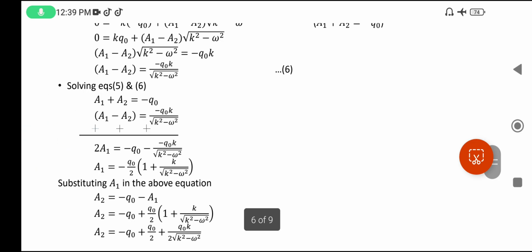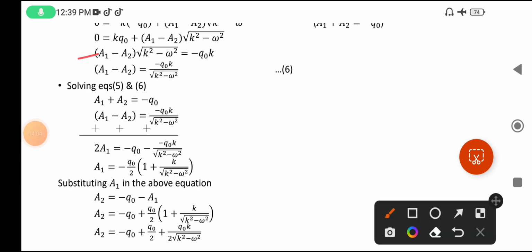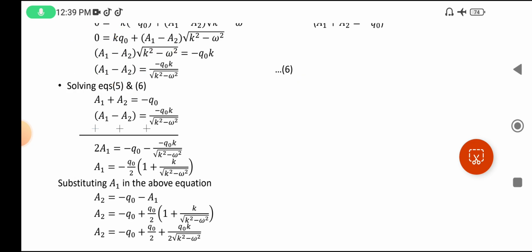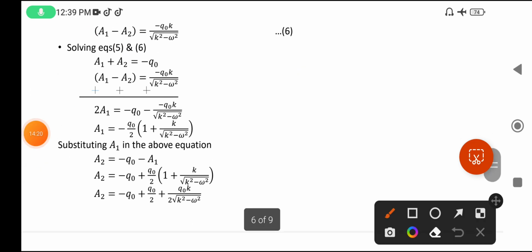Now a1 minus a2 is this one, while after bringing this to this side it becomes minus, and bring this under root terms and it goes downside, so it is a2. Let it be equation number 6. Now solve equations 5 and 6. We know how to solve, so that is written here, and just add them.